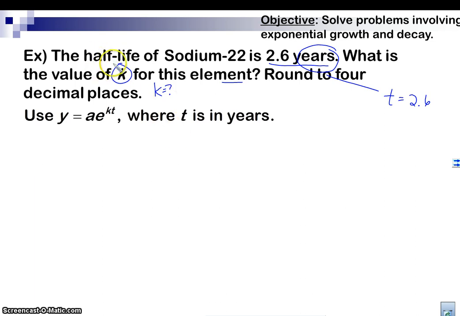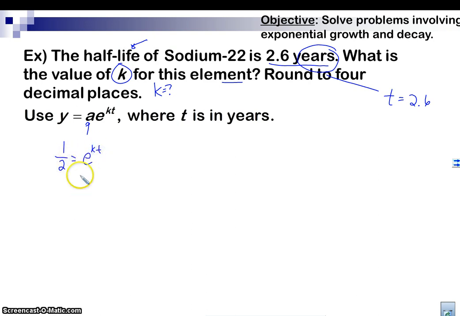So first thing I need to tell you is what is half-life? Half-life is how long it takes for the substance to have half of what it started with. This substance is decaying because it has a half-life. So what that means is my end value is going to be half of my initial value. This is my initial value A. My y, my end value, is going to be half of whatever that was, A over 2. So for half-life problems, we can write it like this: 1/2 is equal to e to the kt.